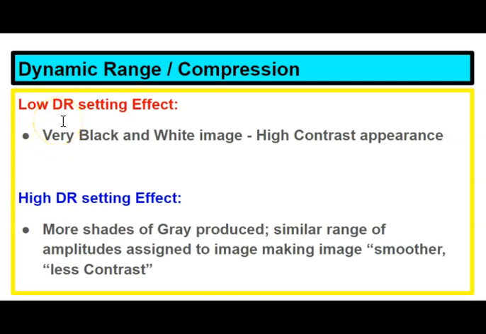If we set our dynamic range to a low setting, we get a very black and white image, a high contrast, or what we call bistable. If we have a high dynamic range setting, we get more shades of gray and a similar range of amplitudes assigned to the image, making the image smoother and less contrasty, whereas the low DR would be high contrast. And for test purposes, you should know the difference between these two.